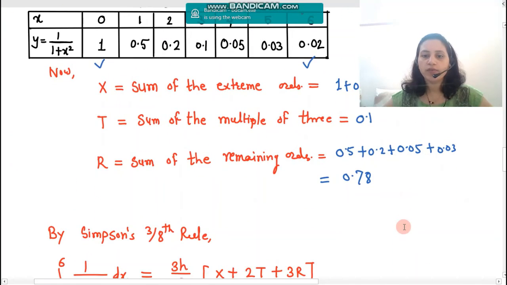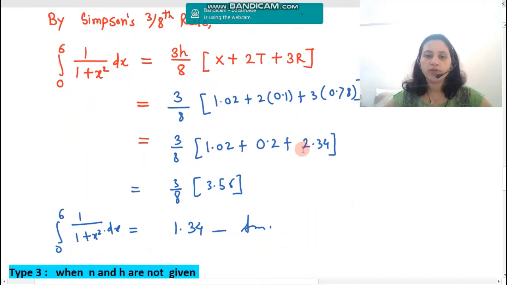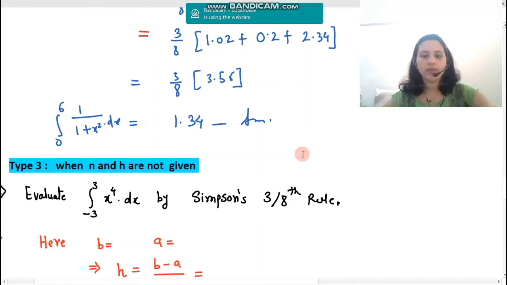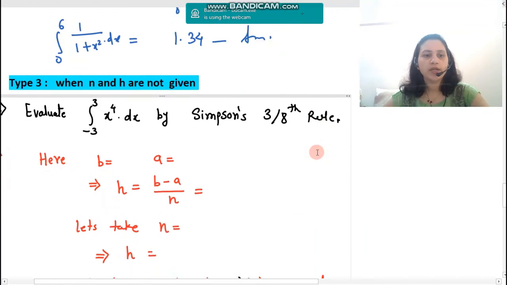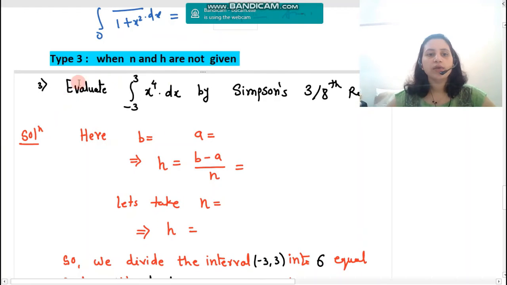And after getting all the values, just substitute all the values in Simpson's 3 by 8 formula and you will get the answer. Okay. Now we move towards the third type, and the third type is when n and h both are not given to us, right? Now let's see the third example from type 3.